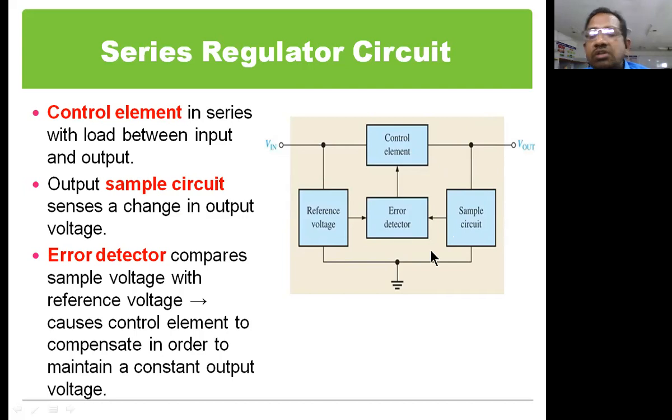So various blocks are important here. One block is the control element. Another important block is the reference element or reference voltage. The next ones are the error detector, known as the comparator, and a sampling circuit. Now, how is this circuit going to operate to control the output voltage? What is the objective here? The output voltage has to be kept constant.